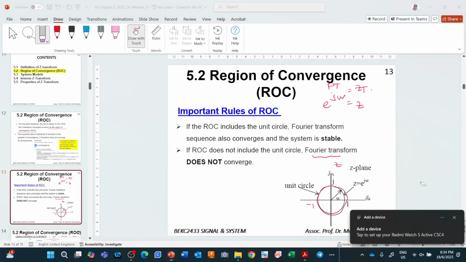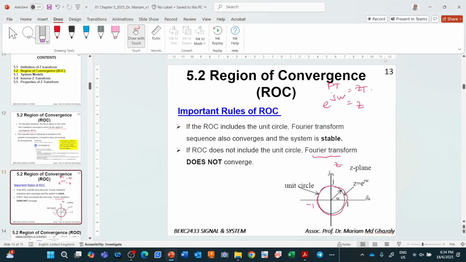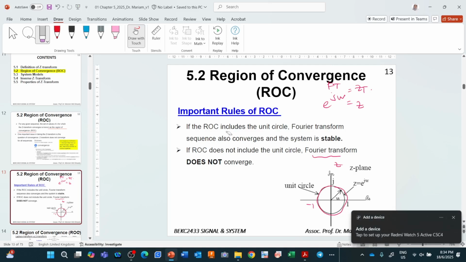Okay, next, the important rules of region of convergence. It says here that if the region of convergence includes the unit circle, where you have the unit circle at r equal to 1, then the system is stable. So let me just write that.